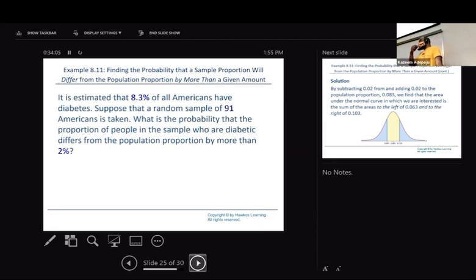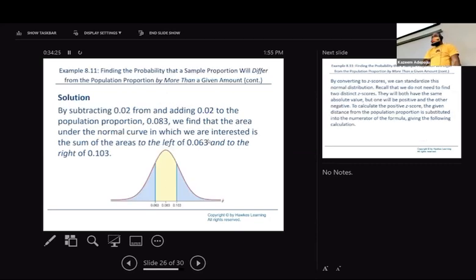Anytime you're talking about more than 2% and they differ by that amount, you are looking at the tail, not something between. We're still going to do the same thing by subtracting 0.02 from the population proportion, and we're going to add the 0.02 to the population proportion, and you're actually going to have two bounds, the lower bound and the upper bound. And I want you to take a look at the shape right now. The lower bound is going to be 0.063. The upper bound is going to be 0.103.